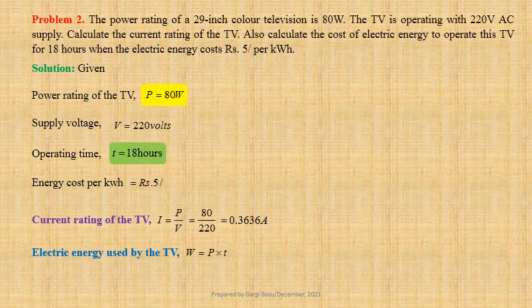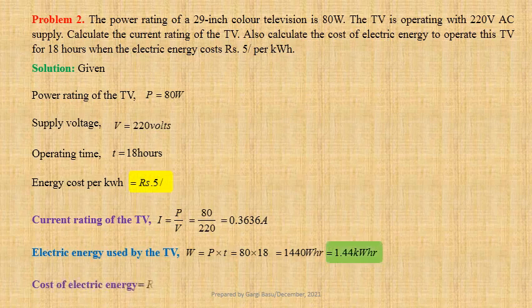Electric energy used by the TV W = P × T. Using values we get 80 × 18, that is equal to 1440 watt hours or 1.44 kilowatt hour. Cost of electric energy = rupees 5 × 1.44, that is equal to rupees 7.20.